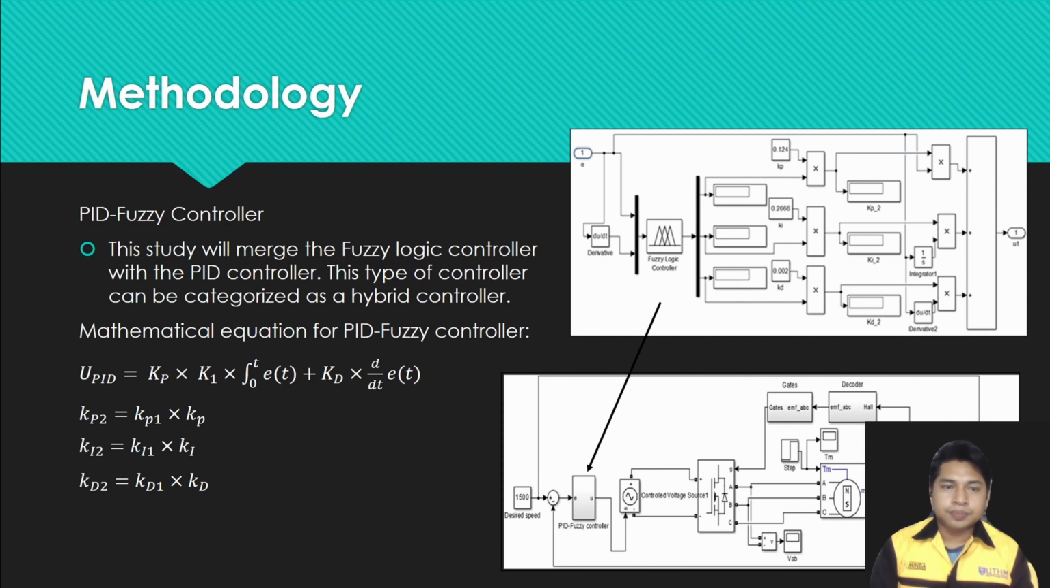For the PID-fuzzy controller, this study will merge the fuzzy logic controller with the PID controller. This type of controller can be categorized as a hybrid controller. Below is the mathematical equation for the PID-fuzzy controller. KP1, KI1, KD1 are the outputs of the fuzzy logic, while KP, KI, KD are the values of the PID parameters from the conventional PID controller. The picture shows the connections in the PID-fuzzy controller created from the mathematical equation.